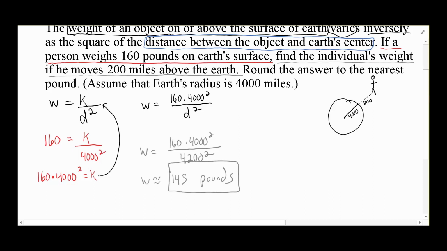Now, one last thing to talk about as far as giving an answer. Notice that I did not circle W equals. I made up W, so it doesn't make sense to say W. That'd be kind of like me saying, hey, how old are you? And you just say X equals 20. That's kind of weird. You'd say, hey, I'm 20 years old. And so the same thing here. If I'm asking you how many pounds this person weighs, say 145 pounds.